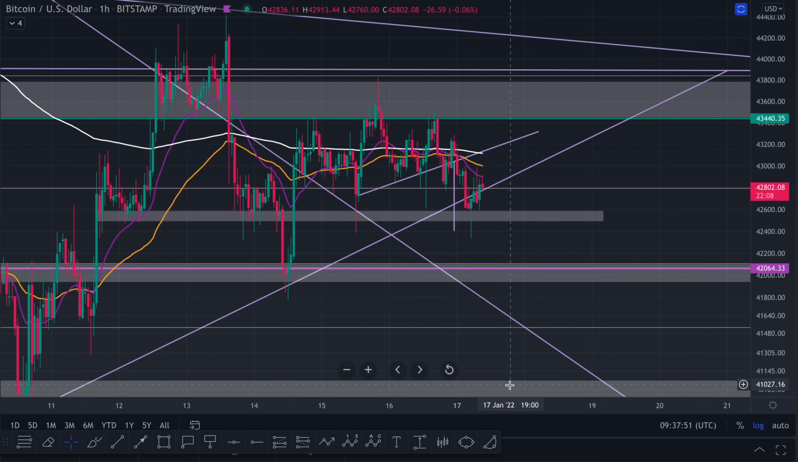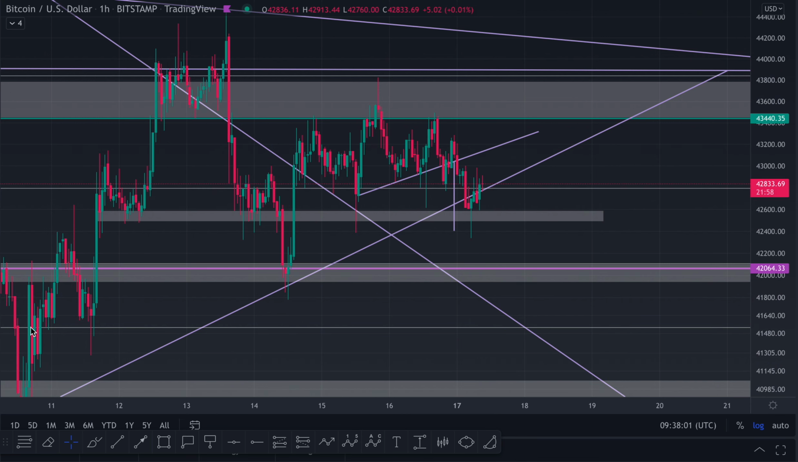Today we'll be looking at Bitcoin first of all on the 1 hour time frame, and then we'll move along going on the higher time frames, because first of all I want to show you this pattern that we were talking about yesterday. Let me get rid of the moving averages for a second.